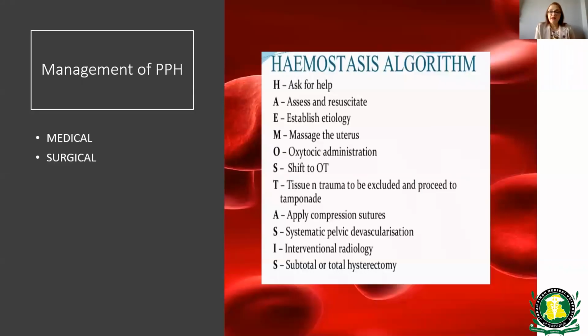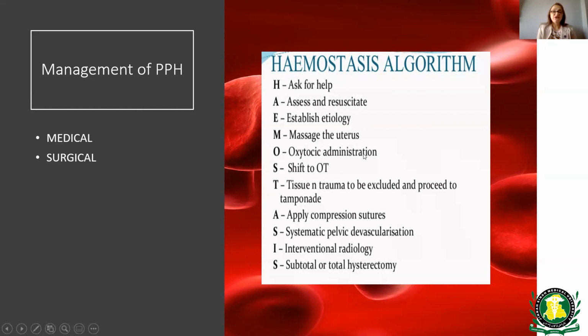Okay, so this is our HAEMOSTASIS algorithm for management of postpartum hemorrhage. H is ask for help. A is your ABC, assess and resuscitate. E is to establish etiology. Which of the T's is it: the tone, the tissue, the trauma, or the thrombin? Massage the uterus without even doing anything else. Start massaging the uterus. In any good obstetric unit, the person who gives the first call for postpartum hemorrhage will already be starting to massage the uterus.